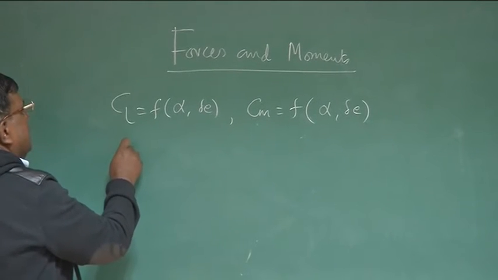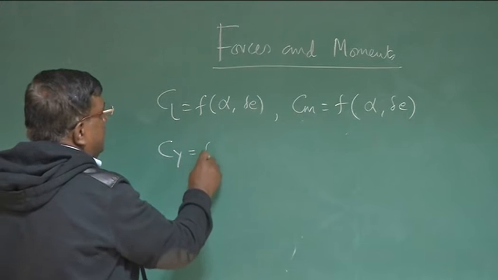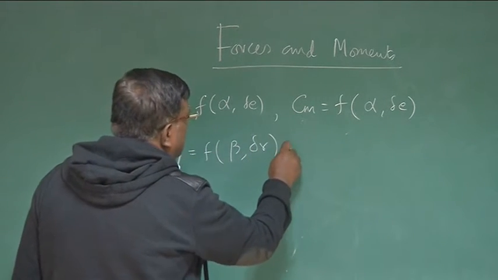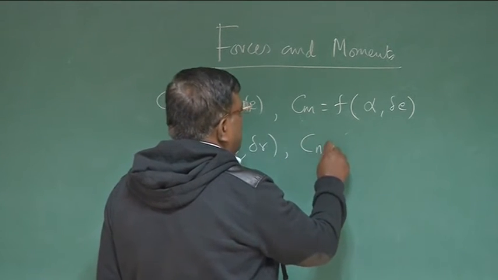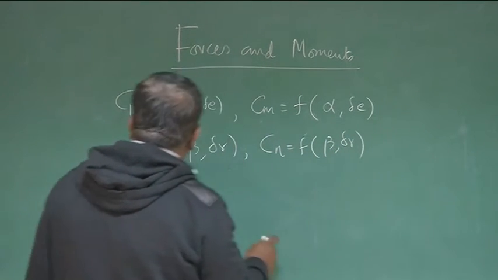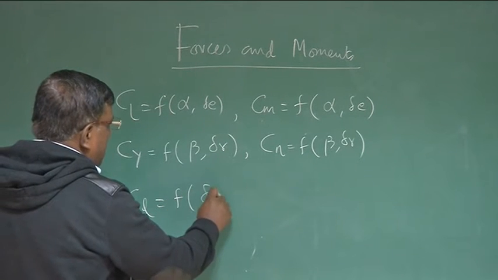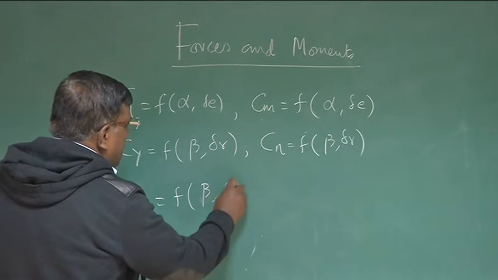Let's say when I come to Cy, side force coefficient, again it is a function of beta and delta R, and Cn was also a function of beta and delta R, and Cl, the rolling moment coefficient, was a function of delta A and beta, or let me write beta and delta A.